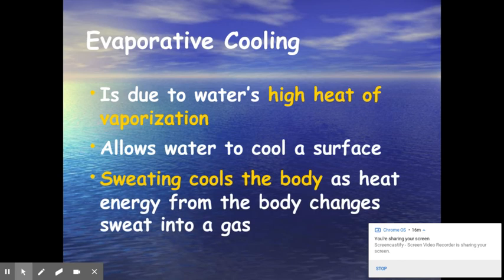Now, what that allows water to do is it allows us to cool a surface. Sweating is a classic example of that. Let me go back to just an explanation quick.